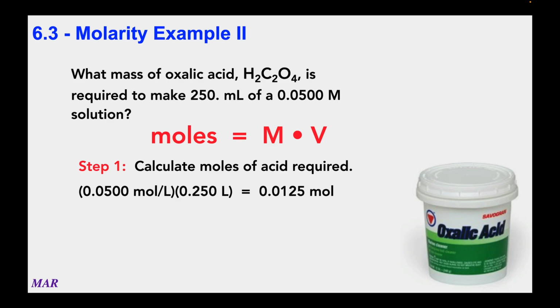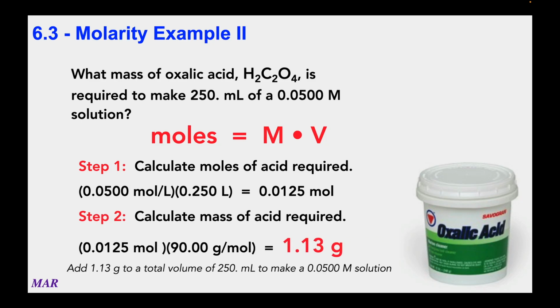Once you have the moles of the solute, you can then use the molar mass of oxalic acid. So you'll need to find the molar mass of H2C2O4. It comes out to be 90.00 grams per mole. Multiply that by the moles you need, and you calculate 1.13 grams. So what this number says is that if you measure out 1.13 grams of oxalic acid and dissolve it in 250 milliliters of solution, you're going to end up with a 0.0500 molar solution, which is kind of cool.